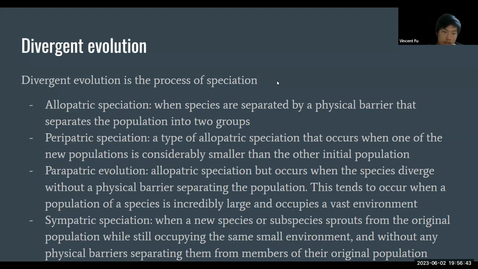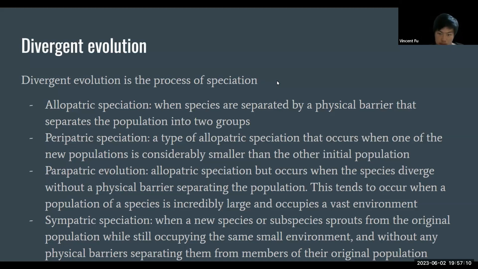And then there's parapatric evolution. I think it's supposed to be speciation, my bad. This is also a type of allopatric speciation, but it occurs when the species diverge without a physical barrier separating the population. This tends to occur when a population of a species is incredibly large and occupies a vast environment. And finally, there's sympatric speciation.